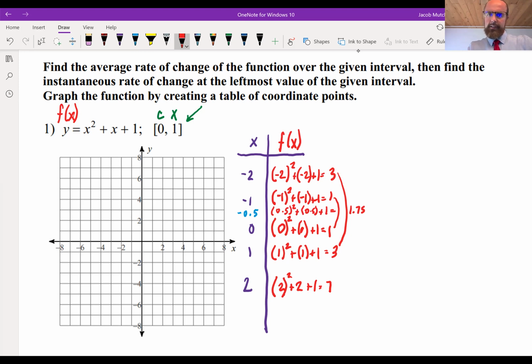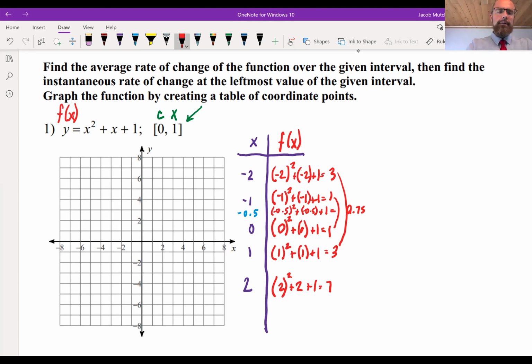Let me rethink that for a moment. That's negative. It should be lower. So it's in fact +1/4. That's the -1/2 squared minus 1/2, which would be -1/4 plus 1. So this is in fact 0.75. Okay, so now let's graph.